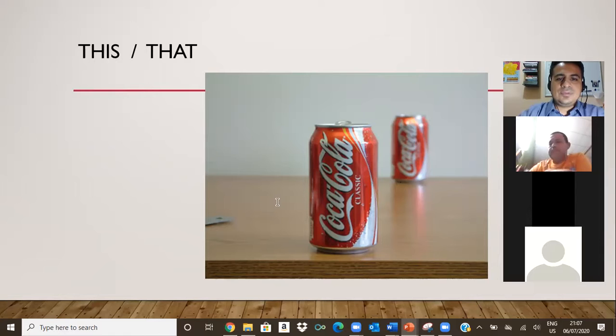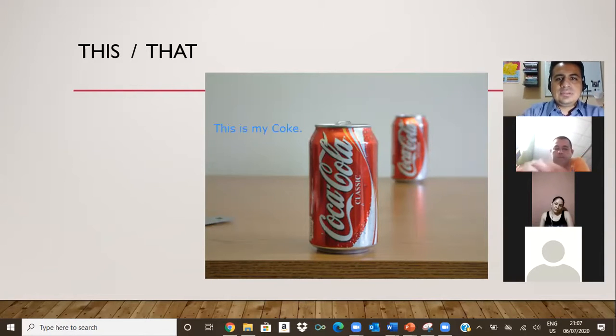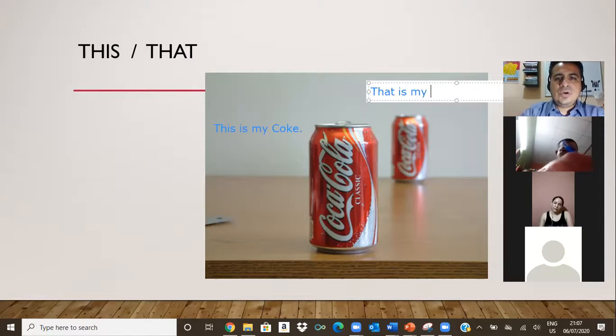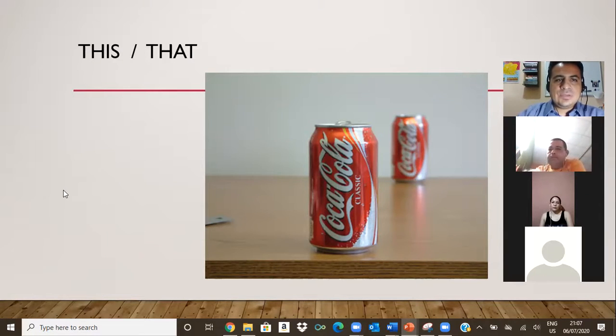So, for example, let's write it. This is my Coke. Sometimes in English simplemente decimos Coke, así para corto. This is my Coke. What about this one? That is my Coke. Okay, very good. Okay. Questions? Preguntas? About this and that? All right, both are for singular. Let's go to the next one.